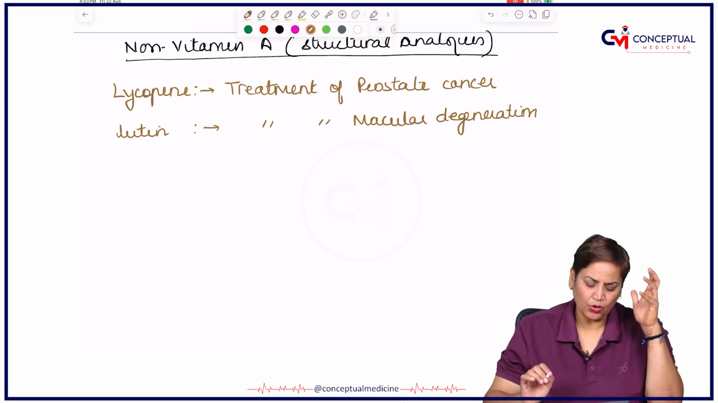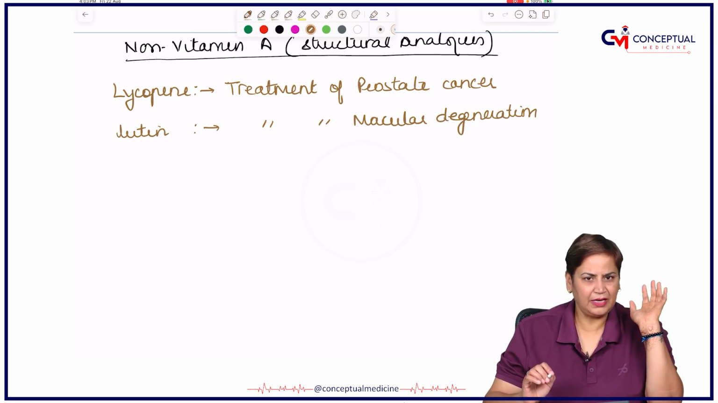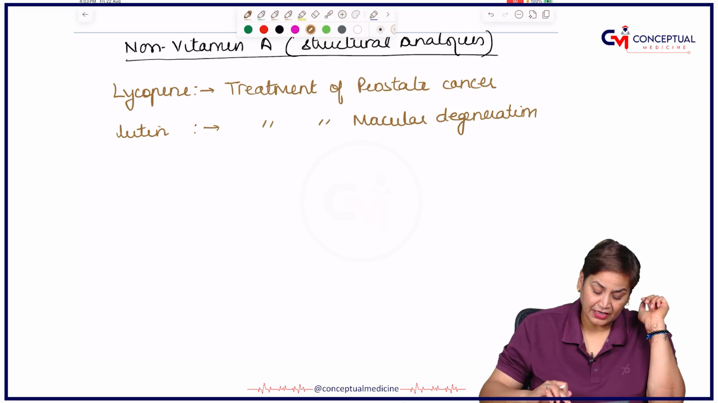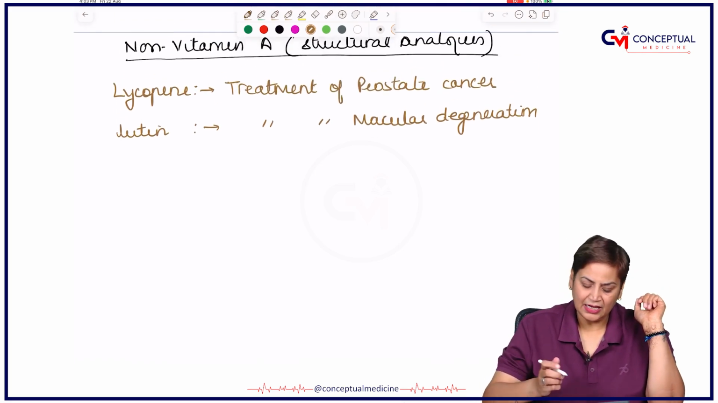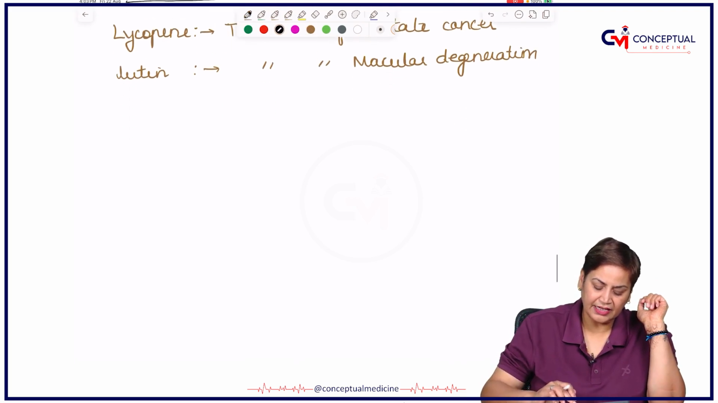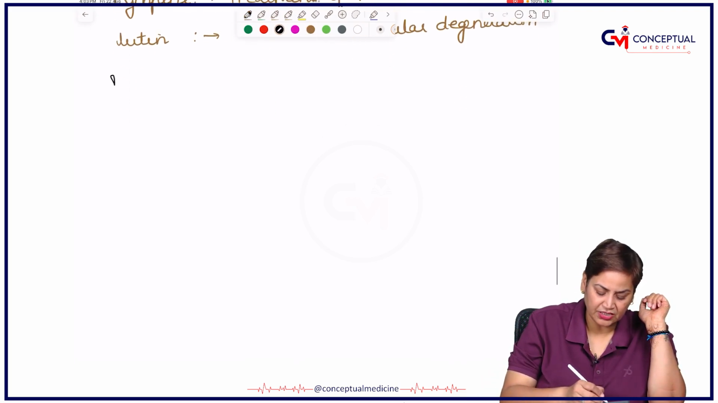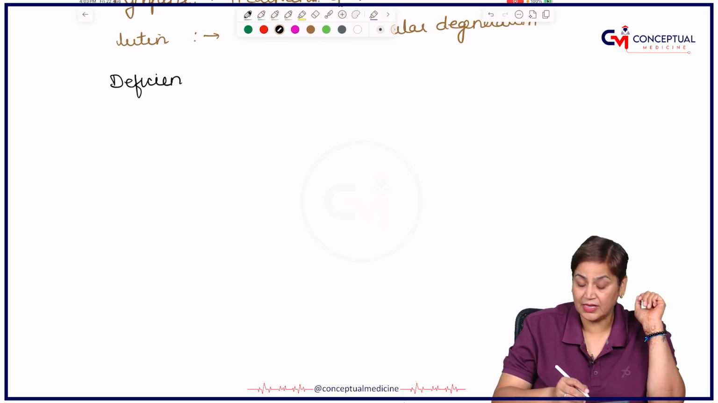Clear? So you can say these are the non-vitamin A derivatives. After this, we come over to these are the functions of vitamin A. Now what are the deficiency manifestations of vitamin A? Because vitamin A is not acting as a coenzyme.